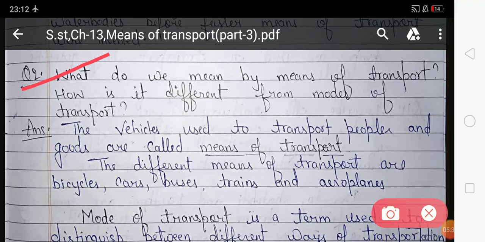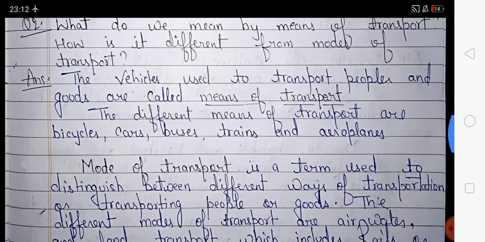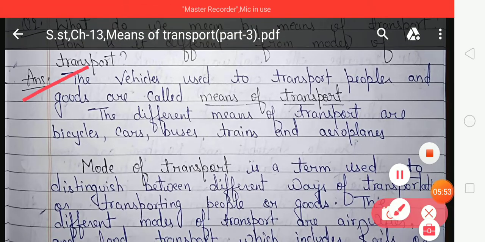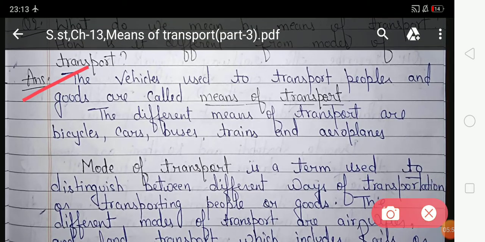What do you mean by means of transport and how is it different from modes of transport? So student, in this question you have to write about the means of transport and how it is different from modes of transport. So your answer is, people and goods are called means of transport.